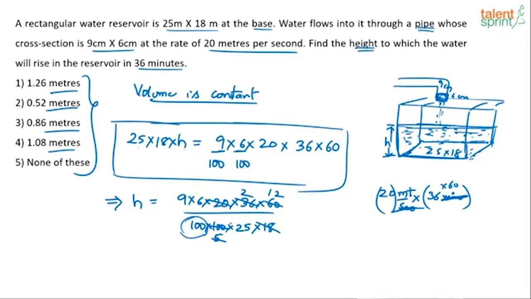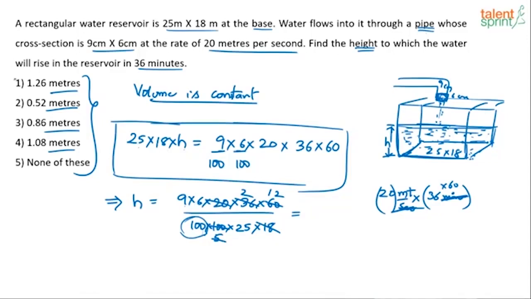If required, do the cancellations with 25. But nothing else will cancel 25, right? 9, 6, 2, 12 will not cancel 25. So the idea is keep that 100 as it is. Now work on the remaining calculation. So what happens? 9 into 6, 54. Yes or no? 9 into 6, 54.